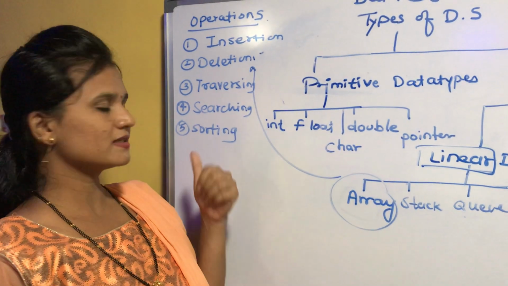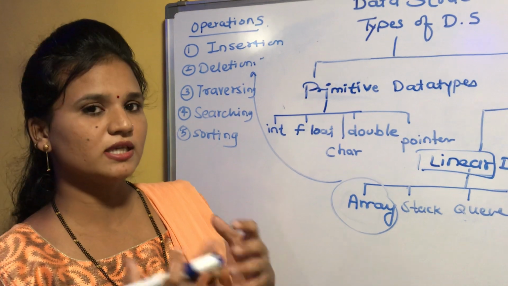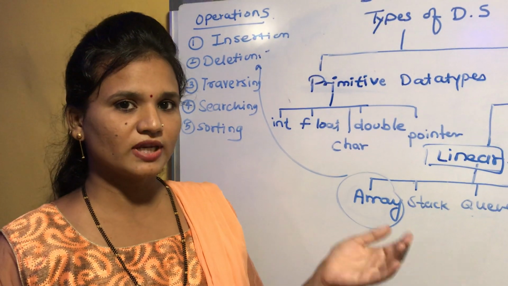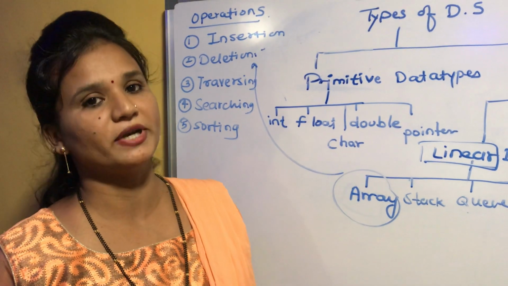Okay, the next is sorting. Sorting means what? Arranging elements in some logical order. Now which logical order? Arranging elements in logical order means ascending, descending or alphabetical order.